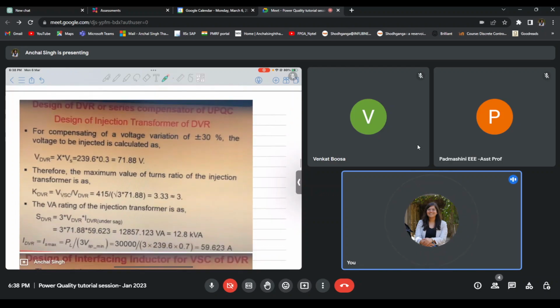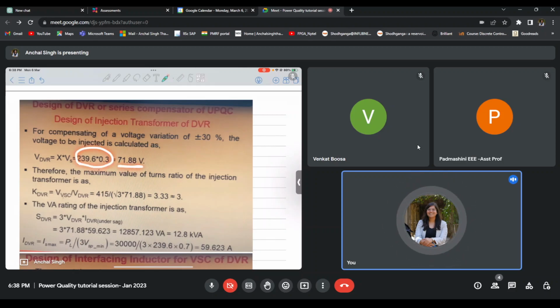Similarly, so far we were designing the D STATCOM. Now let us move on to the design of the DVR. In a DVR, we know that there is an injection transformer, and since we are considering that the maximum sag or swell that is going to occur in our voltages is plus minus 30%, my DVR will have to inject a maximum of 30% of the phase voltage, right?